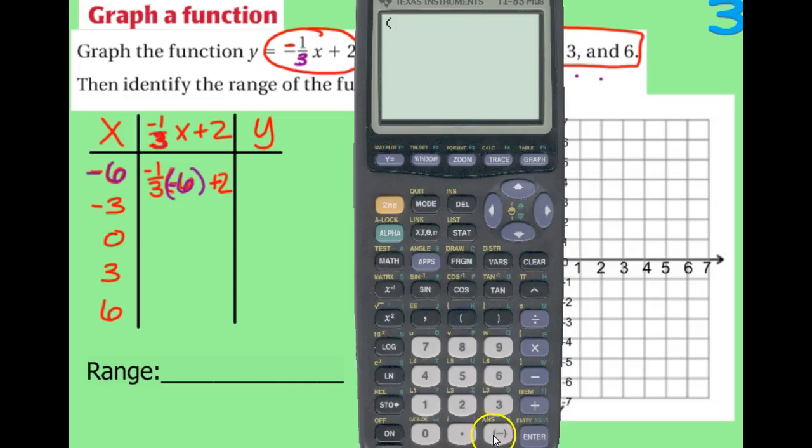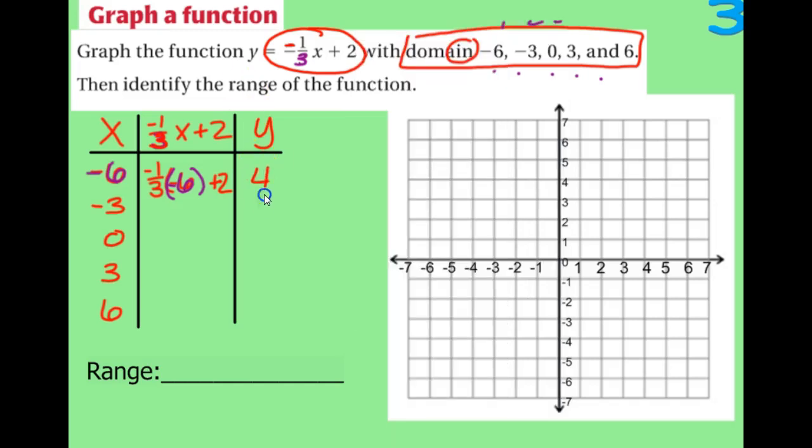In parentheses, put your fraction, negative 1 divided by 3. That's negative 1/3. And then if you want to just put the other one in parentheses too, you can, or if you'd prefer to just do times negative 6, that works too. And then plus 2. It should give us 4, because a third times 3 would give us 1, so a third times 6 would give us 2, and plus 2 more gives us 4.